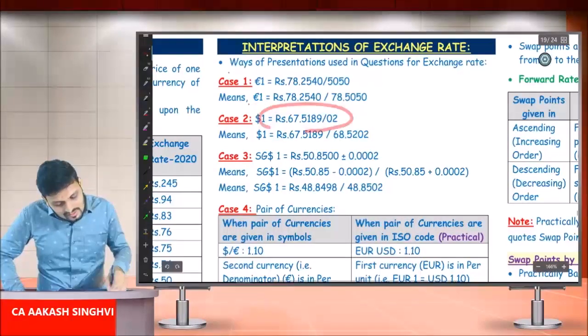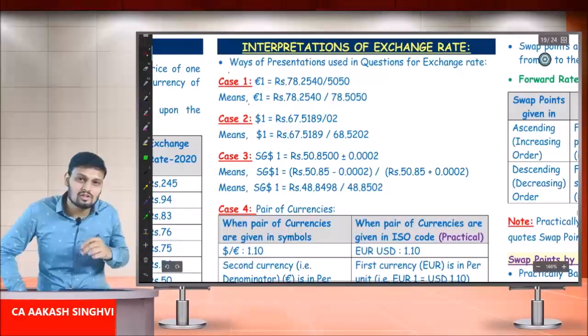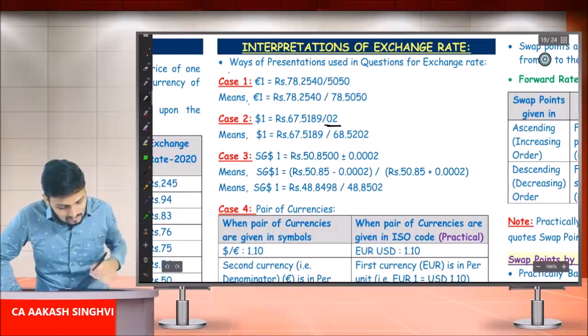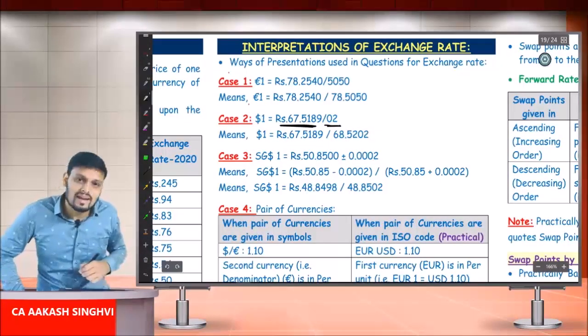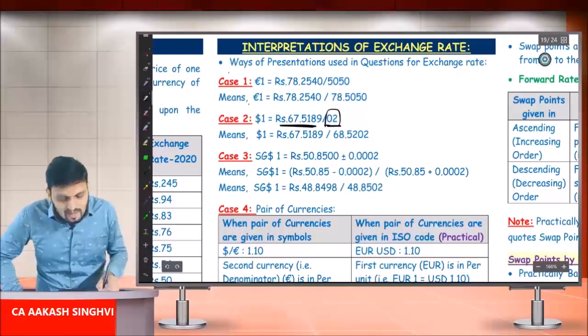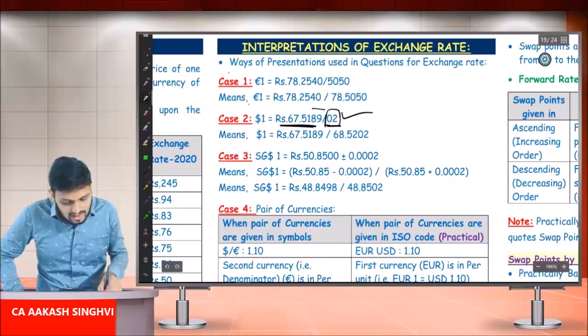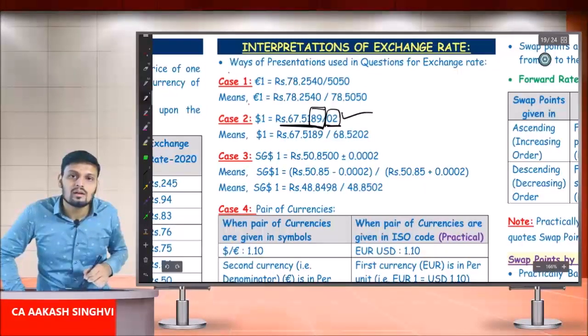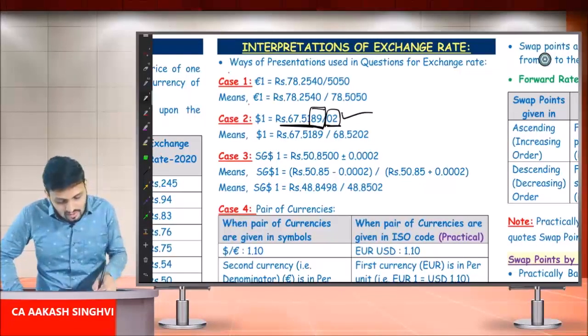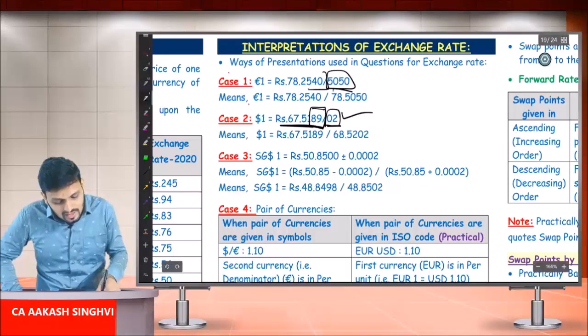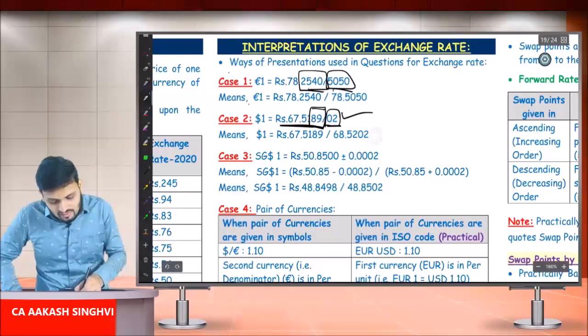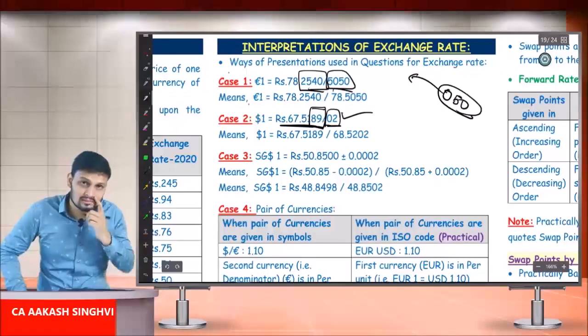$1 equals rupees 67.5189 slash 02. Now this becomes very important. 67.5189. If they have given you only two digits, these 2 digits will always be the last 2 digits. If they have given you 4 digits, this will be the last 4 digits. If they have given you say 3 digits, 050, this will be the last 3 digits.